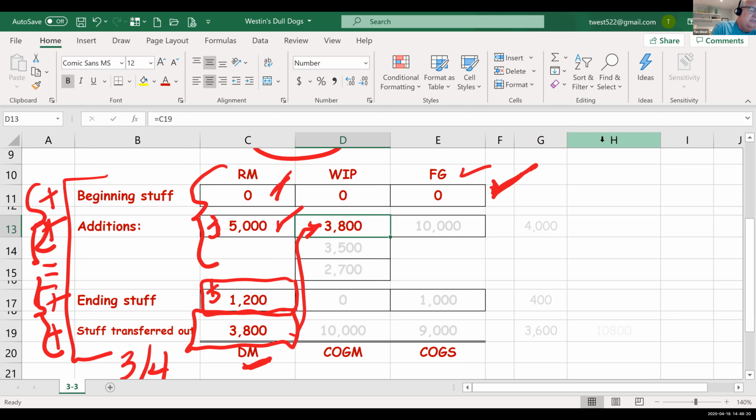That 3,800 is going to be called? Direct material. Yep, so that's direct material. The next thing you got to worry about is direct labor. Direct labor. And the next thing you got to worry about is manufacturing overhead. Those are the only 3 additions you can have to work in process, because those are the product costs.